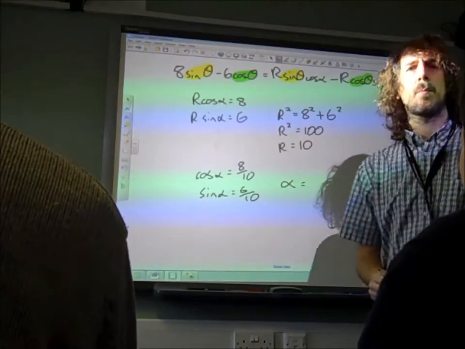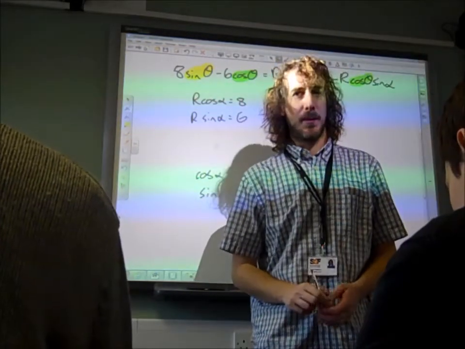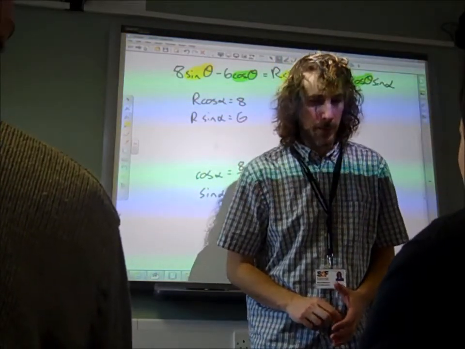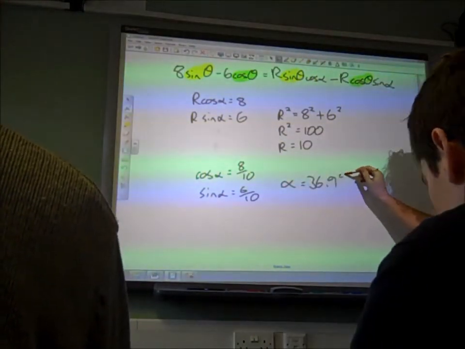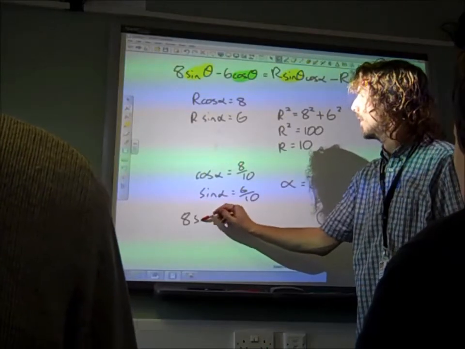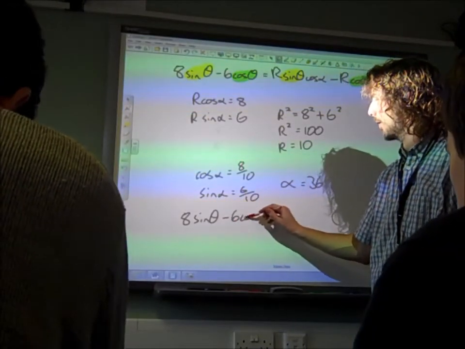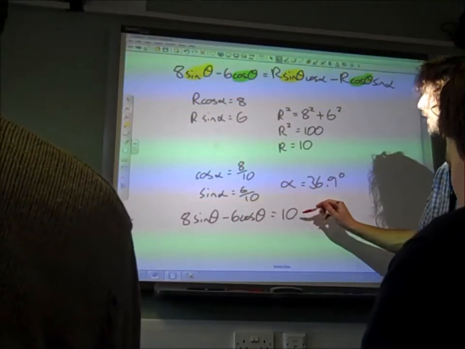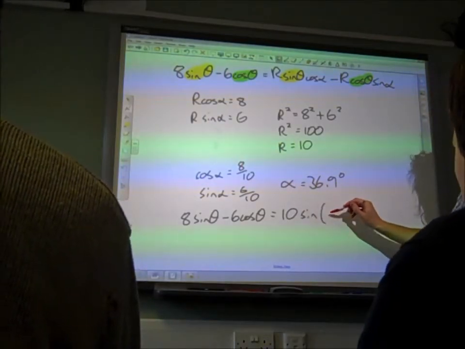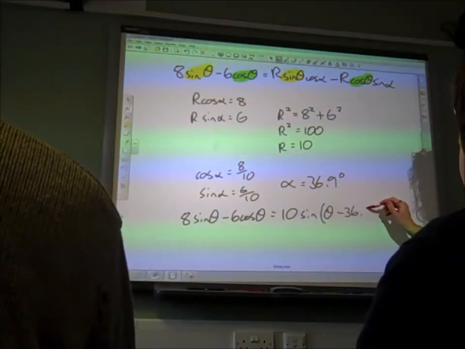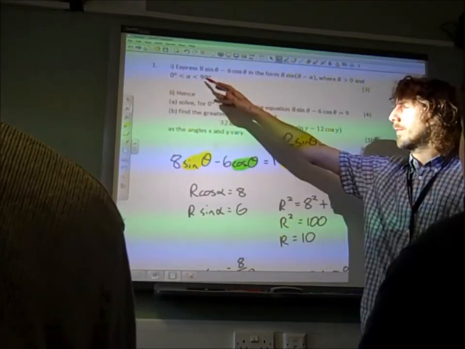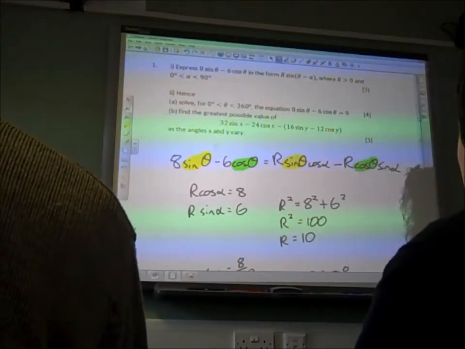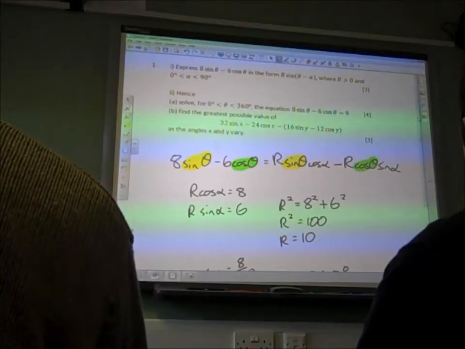It gives us the value of alpha, so what have we got for that? 36.9. Okay, so we're saying that 8 sine theta minus 6 cos theta is 10 sine of theta minus 36.9 degrees. We were working in degrees because we were given alpha in degrees. Brilliant, that was 3 marks.